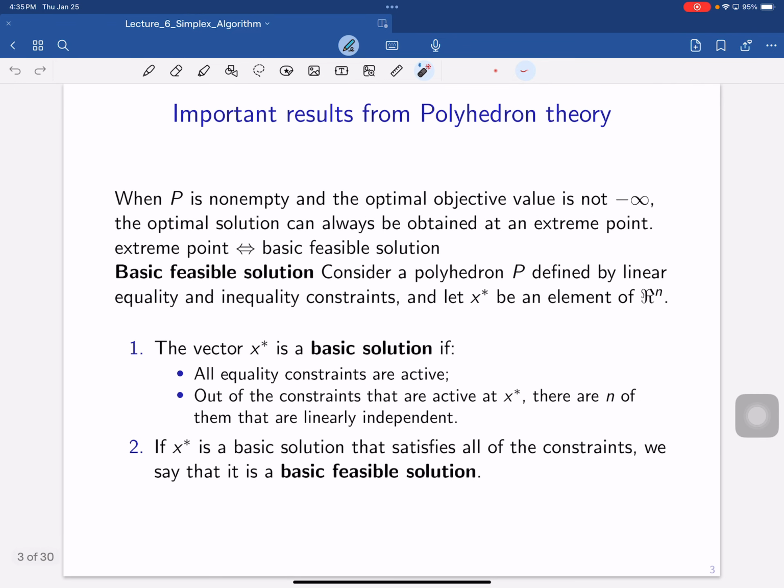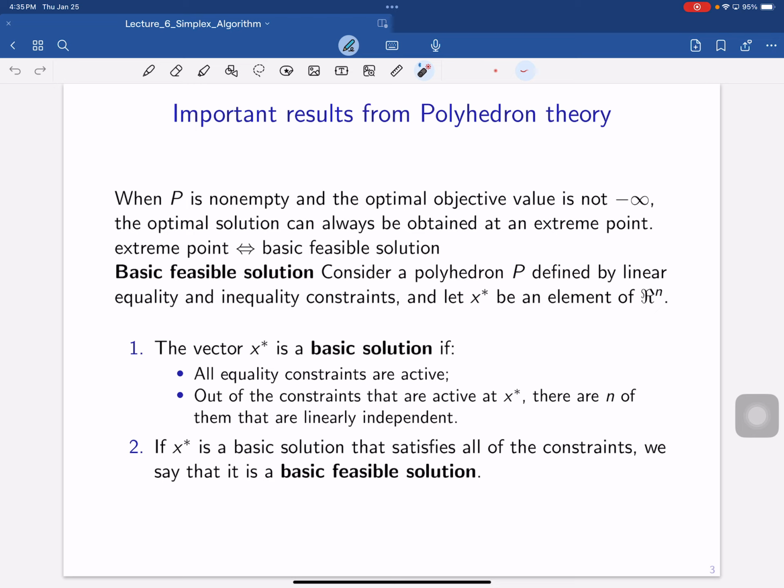Okay, so here's a review from polyhedral theory, right? We know that an extreme point is equivalent to a basic feasible solution. That's one of the important theorems which we didn't prove in class, but that's one of the important results you can remember if you are not interested in the proof: an extreme point is equivalent to a vertex, equivalent to a basic feasible solution, right? So those three concepts are equivalent.